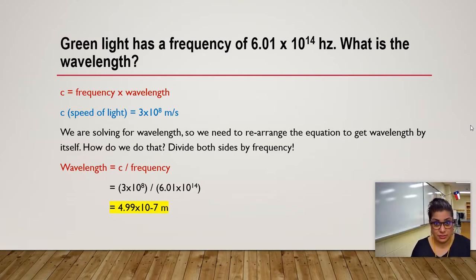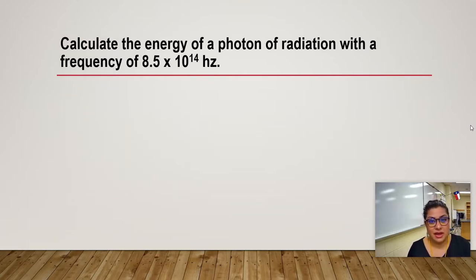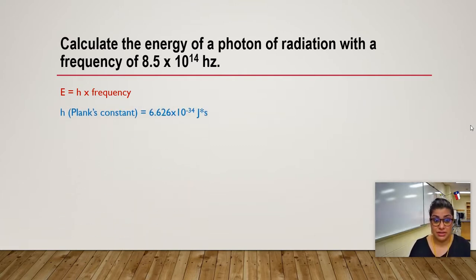There is a second equation that we're going to have to learn how to do, our energy equation. So let's get right to it. Calculate the energy of a photon of radiation with a frequency of 8.5 times 10 to the 14 hertz. There is our energy equation. E for energy equals H times frequency. H is a constant, Planck's constant, 6.626 times 10 to the negative 34 joules per second. So every time we're using the energy equation and we see the letter H, plug in Planck's constant.